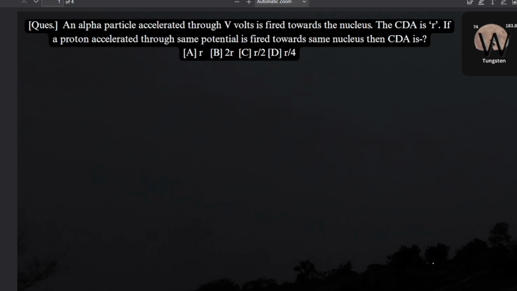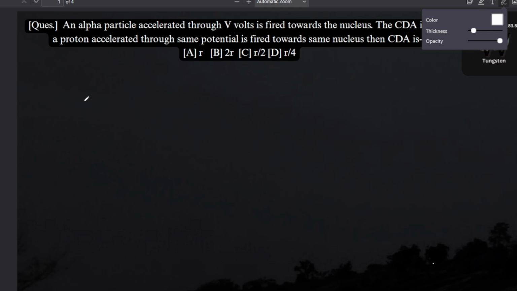Here in the question, we are given that an alpha particle accelerated through V volts is fired towards the nucleus of an atom, and the closest distance of approach is r. If a proton accelerated through the same potential is fired towards the same nucleus of the same atom, then the closest distance of approach is r, 2r, r by 2, or r by 4.